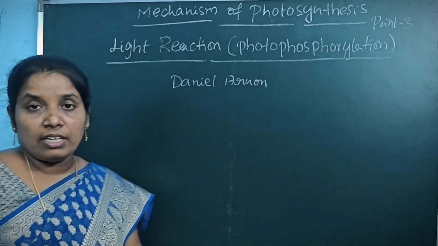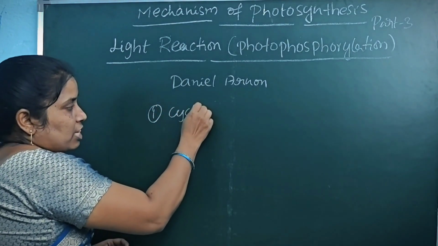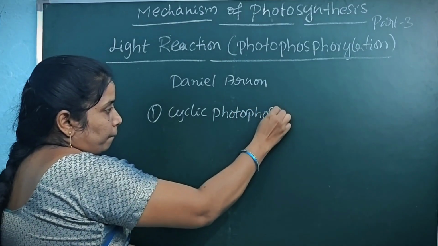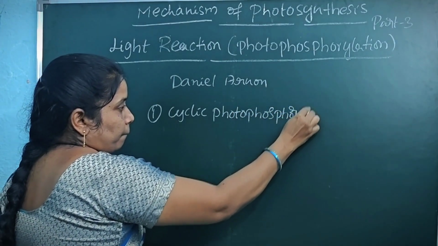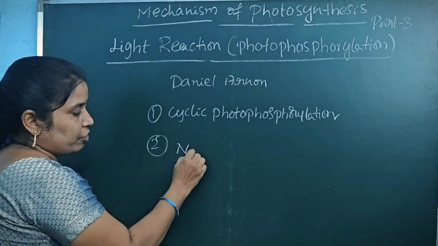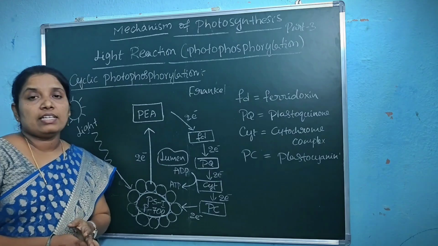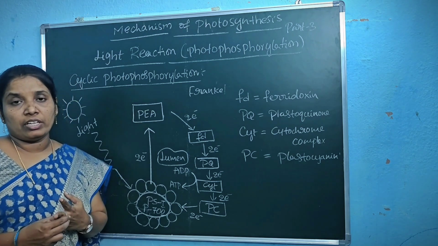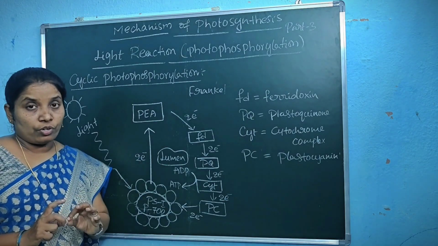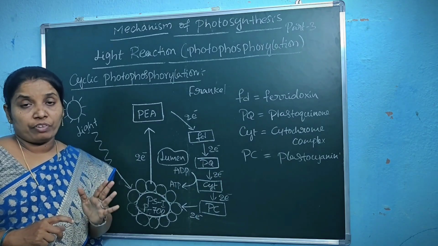Actually, light reaction is again of two types. Cyclic photophosphorylation, and second one is non-cyclic photophosphorylation. Let's see one by one. Let's see the first type of photophosphorylation, cyclic photophosphorylation. Light driven production of ATP. With the help of light, there will be the production of ATP.